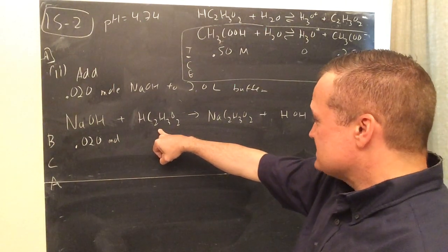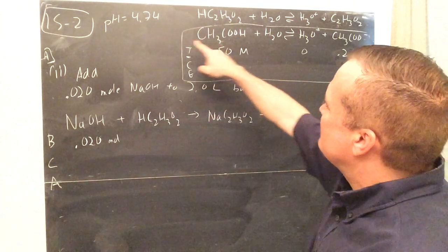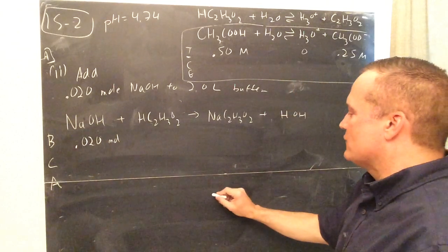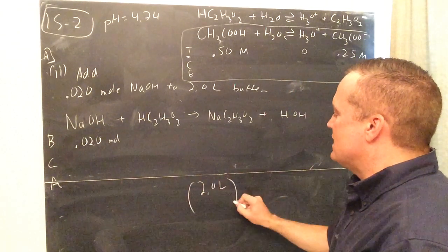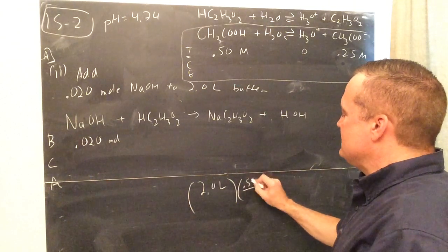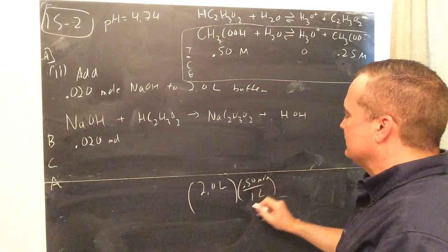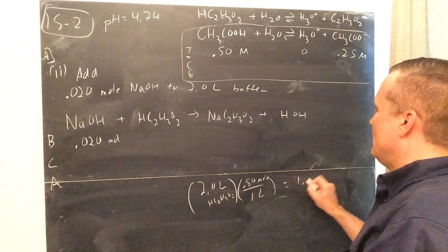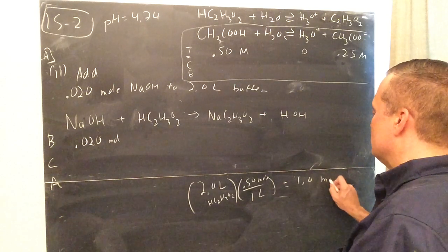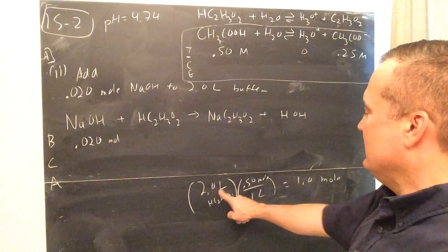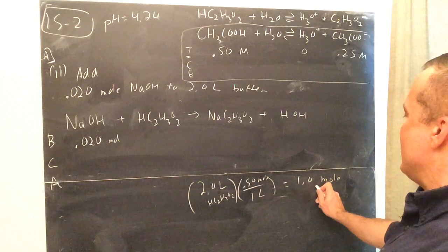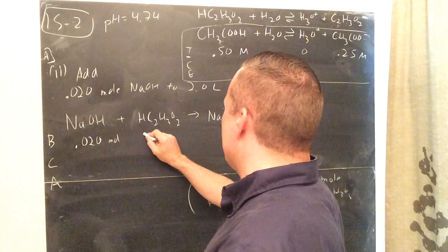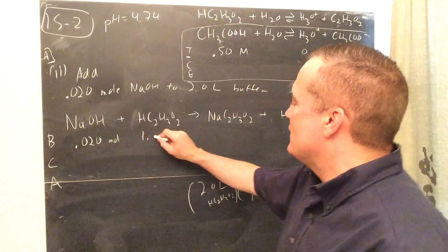So I'm going to say, well, I've got 2 liters of 0.50 molar. So if I've got 2 liters, I'll do it down here and then I'll erase it. 2 liters of 0.50 moles for every 1 liter of HC2H3O2. So that's going to be 1 mole, not 1 molar, but 1 mole is in there. If I have 2 liters, that means I've got 1 mole of HC2H3O2. So I'm going to put a 1 there. 1.0 moles of this.